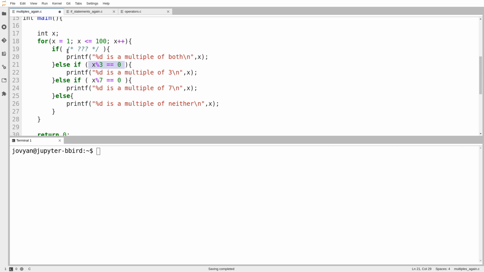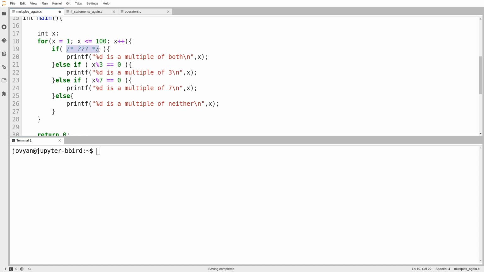But quite a few people have already contacted me and asked, okay, so I want to ask in one yes or no question whether x is a multiple of both 3 and 7. I know how to ask those questions separately. Is there a way for me to combine them? And the answer is yes. And I'll show you the answer. Let's just set this up.